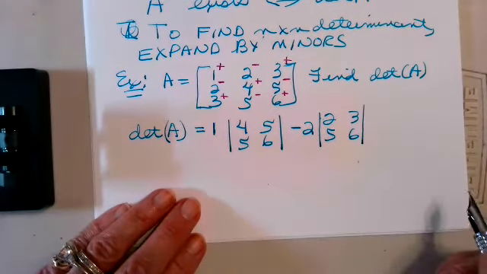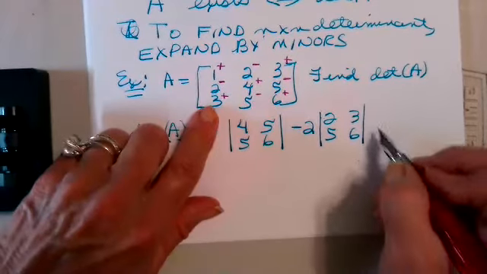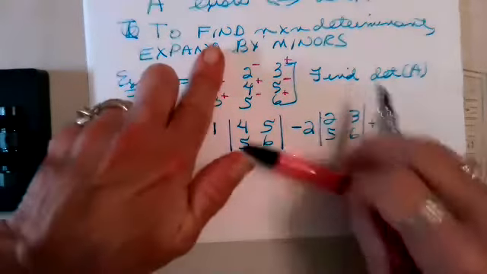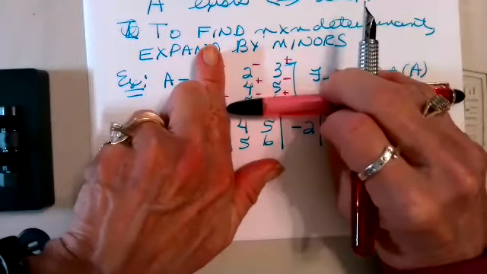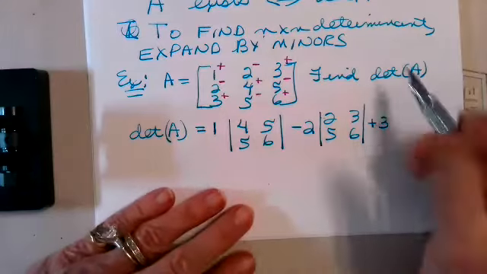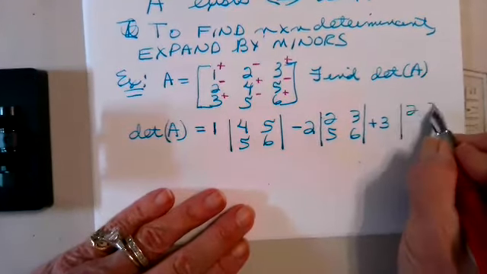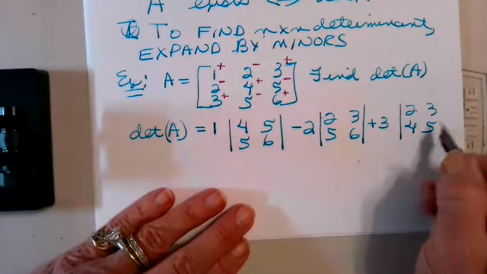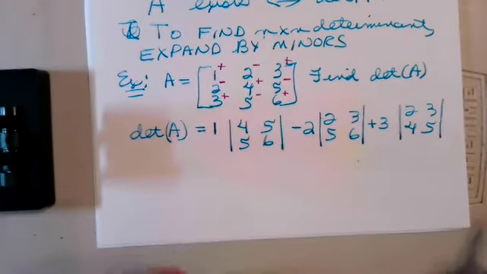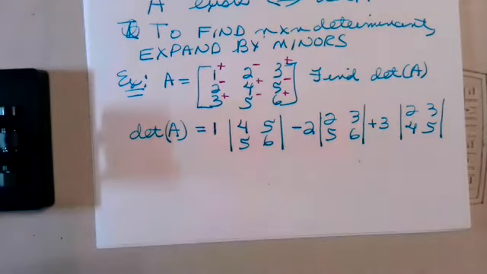Okay. And now I'm going down the column. It's a 3, and that goes with the plus sign. And now delete the row and the column containing 3. That leaves you with the matrix 2, 3, 4, 5. Okay. So now we've expanded along the minors.